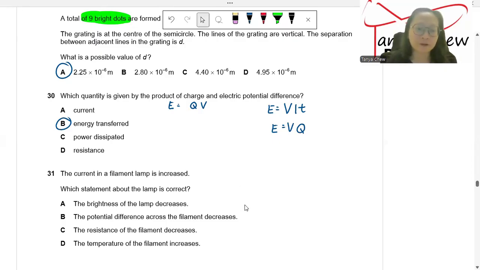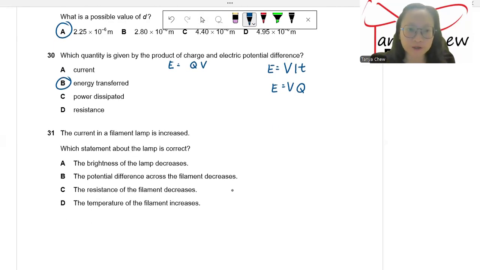31, the current in the filament lamp is increased. When the current in the filament lamp is increased, right, resistance of the filament lamp must also increase. Which statement about the lamp is correct? The brightness of the lamp would decrease. Not always true. The potential difference across the filament lamp is decreasing. No, not true. The resistance of the filament is decreasing. No, not true. And the temperature of the filament lamp increases.